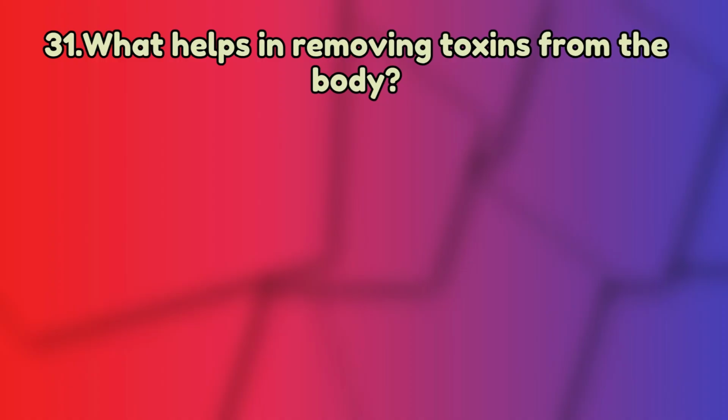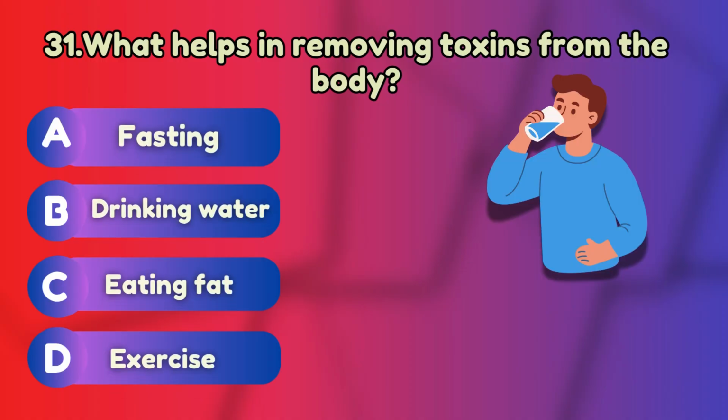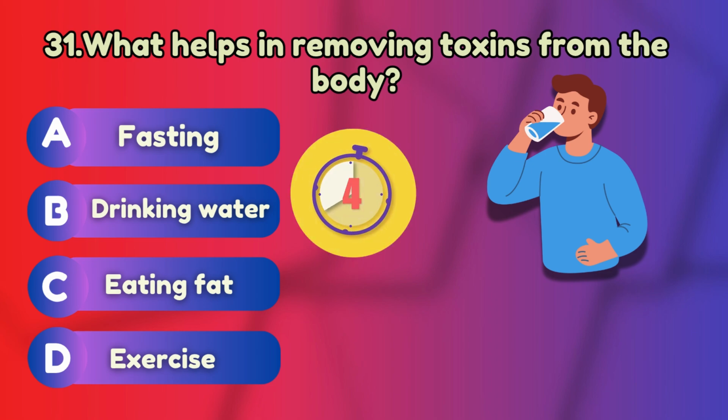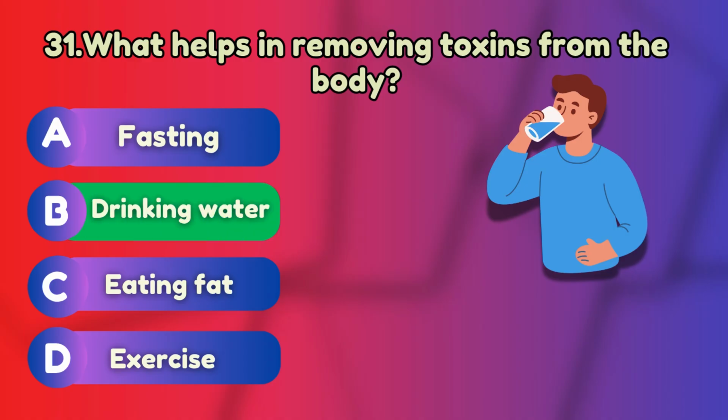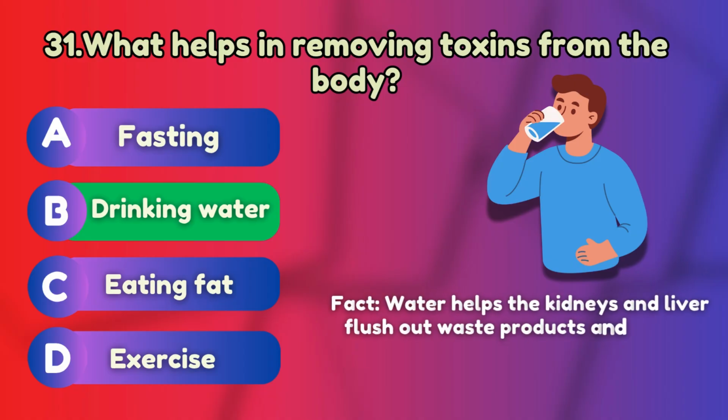31. What helps in removing toxins from the body? A. Fasting. B. Drinking water. C. Eating fat. D. Exercise. Right answer, drinking water. Fact: water helps the kidneys and liver flush out waste products and toxins.